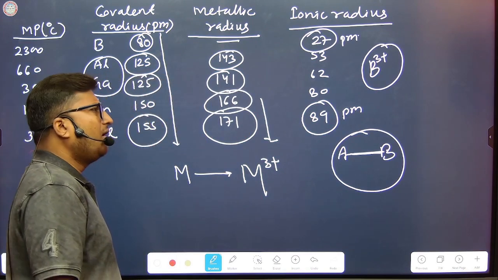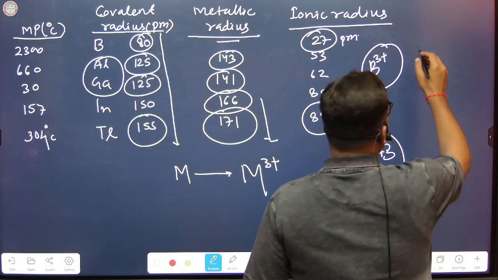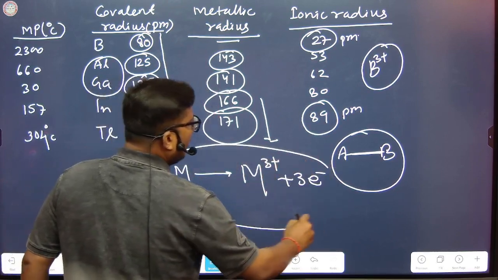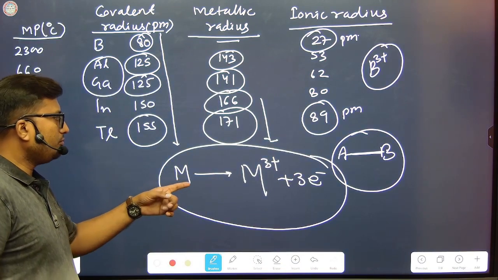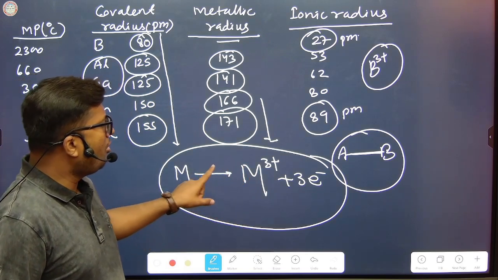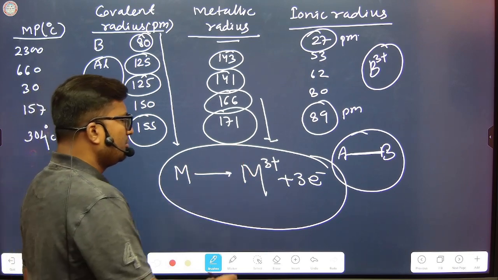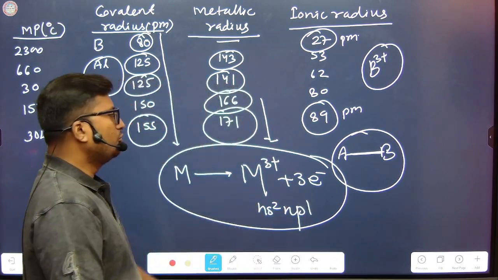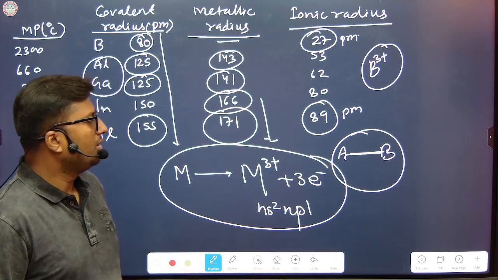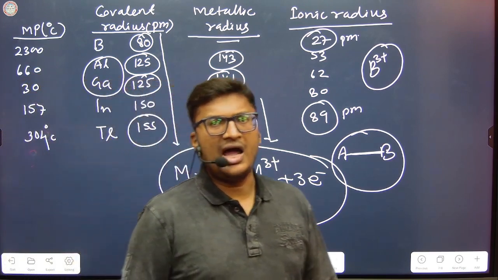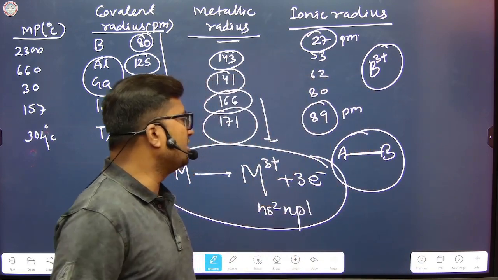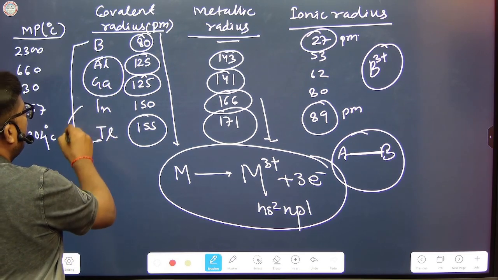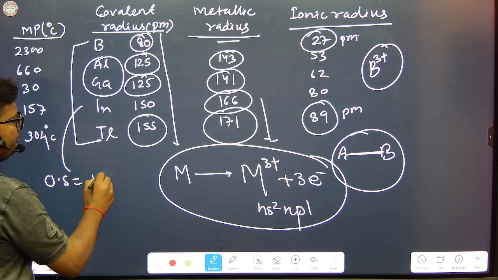So the general oxidation state of all these elements is M3+. Three electrons get oxidized from the outermost valence electrons. As you have seen, they all have ns2 np1 configuration, so these three electrons are removed to form M3+. So they are trivalent and have a common oxidation state of +3. All these elements from boron to thallium possess the +3 oxidation state.